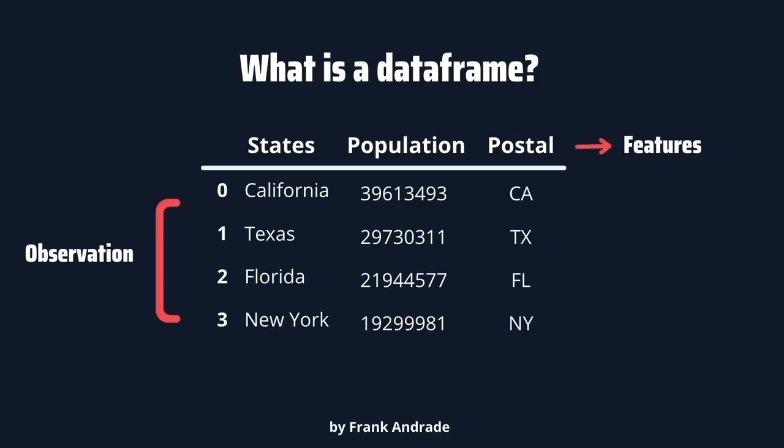Keep in mind that a single column should have the same type of data. In our example, the states and postal columns only contain strings, while the population column only contains integers. We might get errors when trying to insert different data types into a column, so avoid mixing different types of data. So now let's see the terminology translation between Excel and Pandas.